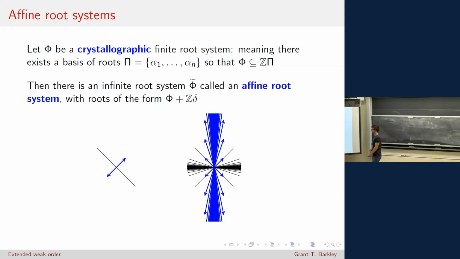Yeah, okay, so how do I actually do this? Well, I'm just going to add translates of the original roots by some new vector delta. If this is my starting root system, I have two roots, the two blue arrows. I'm going to put them in a vector space that's one dimension higher, so I can go in a different direction, and I call that new direction delta. Then I'm just going to translate my original root system by copies of delta, and I'll end up with this picture.